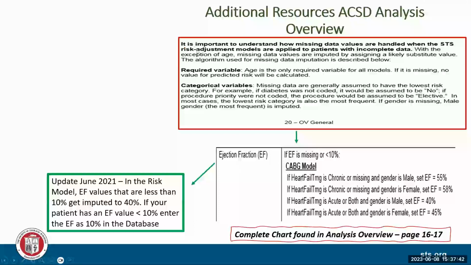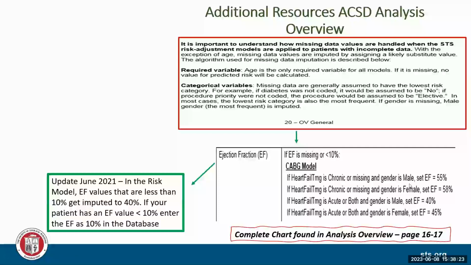So it's important to understand how missing data values are handled when the STS risk adjustment models are applied to patients with incomplete data. Here's a good example of why it's important to understand: if you have an EF that's missing, then the model's going to put something in, okay? Because we're talking risk adjustment. So the model's going to put something in.